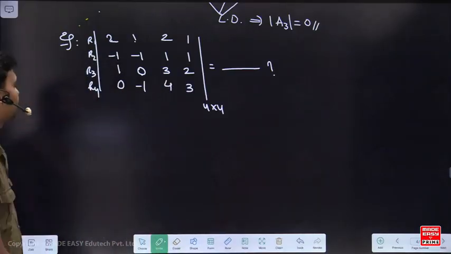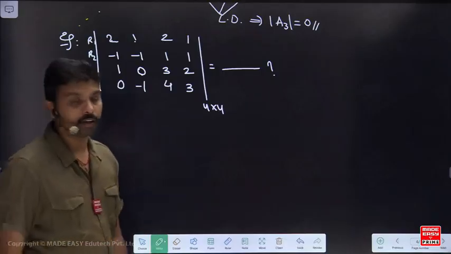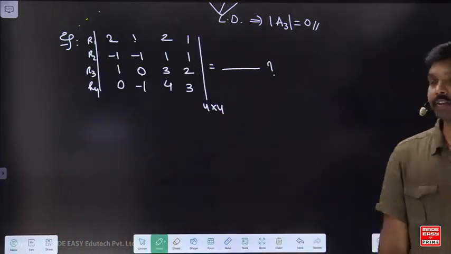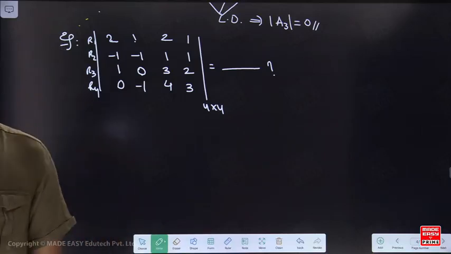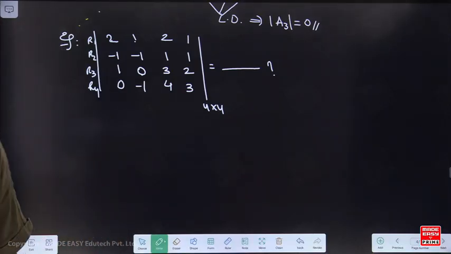I'm sorry. Yes. So this is the 4 by 4 matrix. This is the matrix here. This is the determinant here. Now, is there any linear dependency now? Very good, very good. Many of the students have given 0 as the answer.